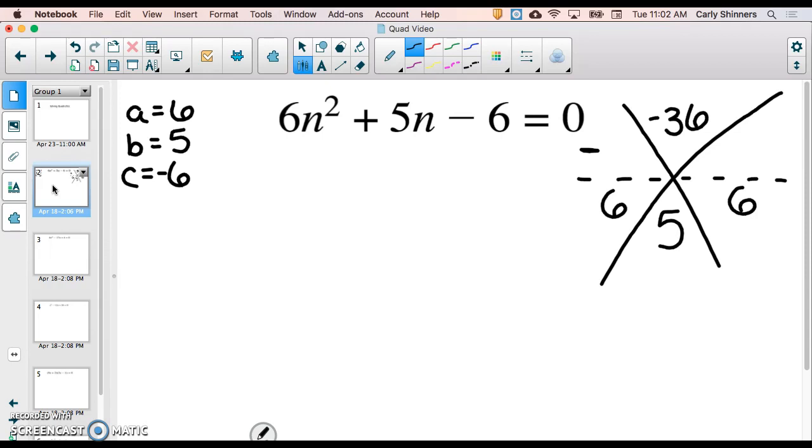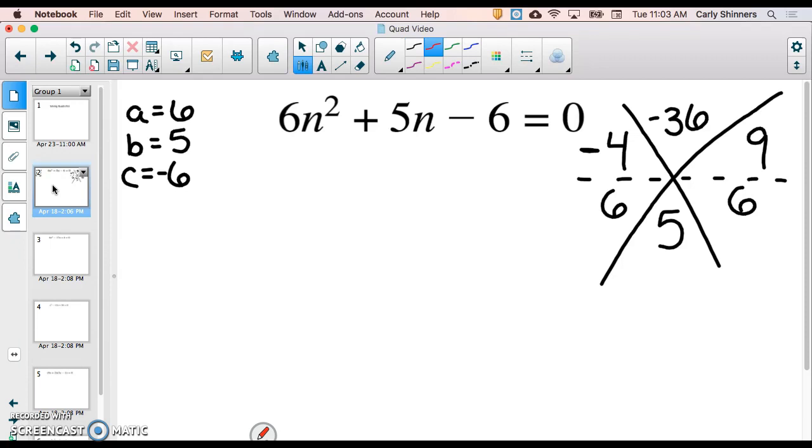So let's see, factors of negative 36. So you should be making your list: 1 times 36, 2 times 18. Let's kind of go through some of those, and you'll see that the factors that will get it done are negative 4 and 9. Right, negative 4 times 9 is negative 36. Negative 4 plus 9 is 5.